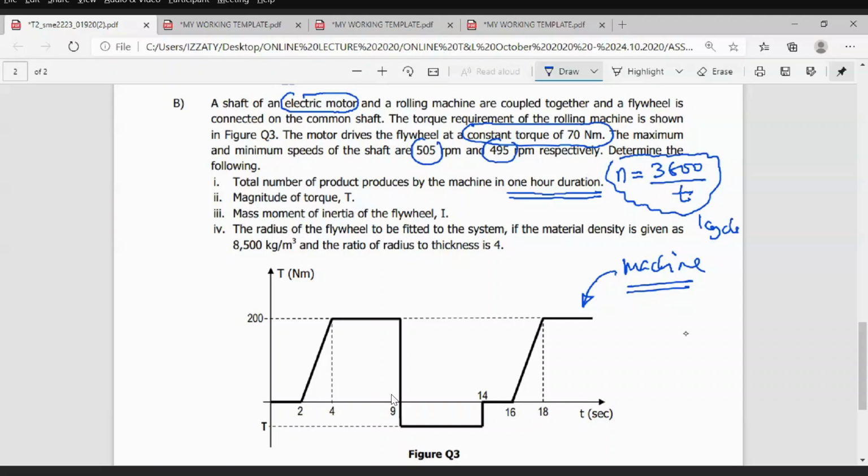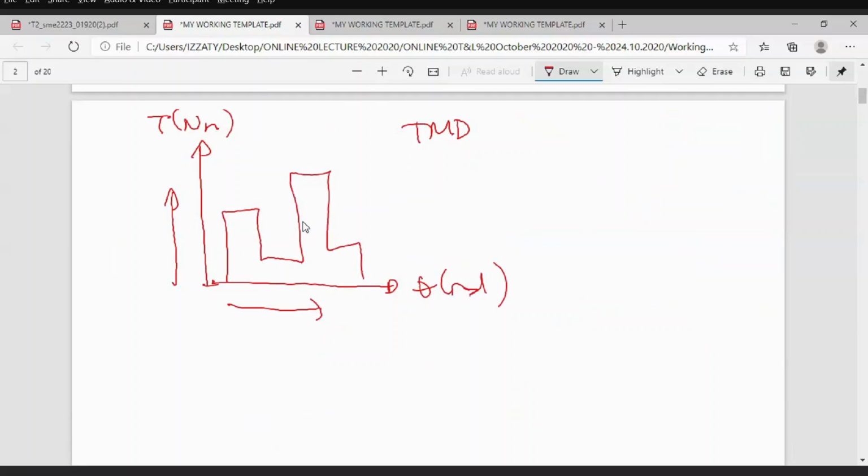Okay, so that is number one. Number two, magnitude of torque. What torque is this? Because they already provide the T mean. Remember I did mention in my class? What did I say about whatever graph you have here? This one is T in Newton meter, this one is theta in radian. Whatever graph you have, you have to ensure that this Y and this X are complete, given data. This one is complete, this one also complete. So now T mean needs to be calculated.